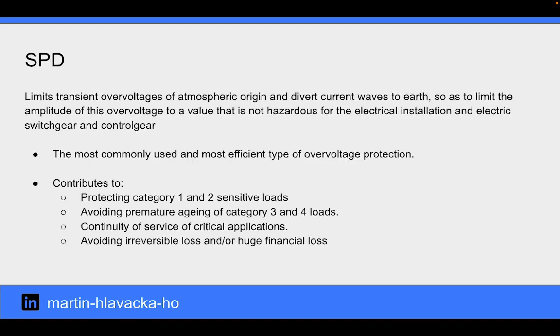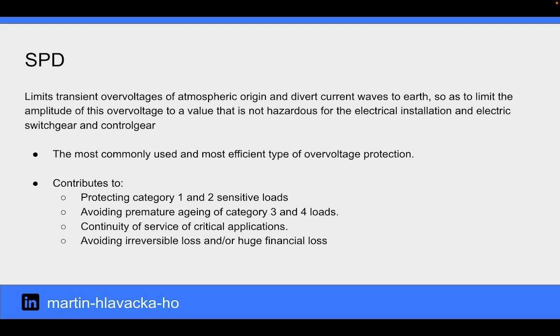The SPD is a device that limits transient overvoltages of atmospheric origin and diverts the current waves to Earth, to limit the amplitude of this overvoltage to a value that is not dangerous for the electrical installation and the electrical switchgear and control gear. SPD can help avoid irreversible losses or huge financial losses due to equipment damage and service continuity of critical applications.